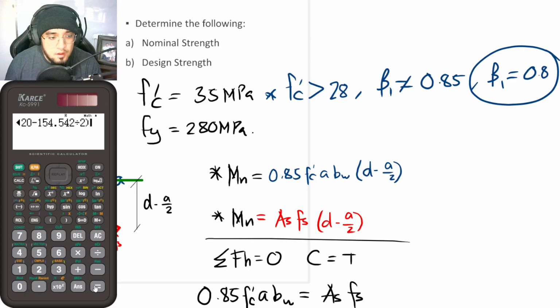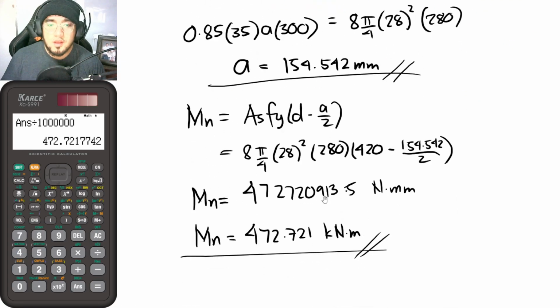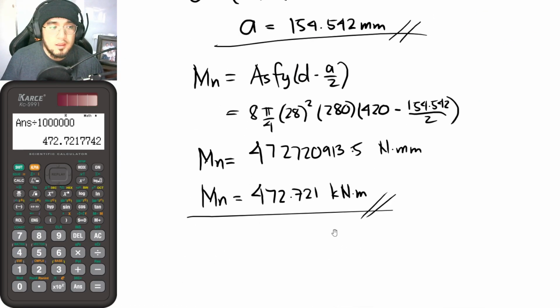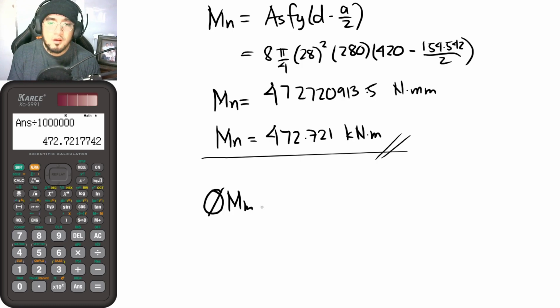Okay, so to confirm, this is now its nominal moment if you would be making use of the other equation. Again, they are basically the same. Okay, so that is now our nominal moment. So next up, the design strength. Design strength once again is phi Mn. So our issue here is what is now the value of phi.